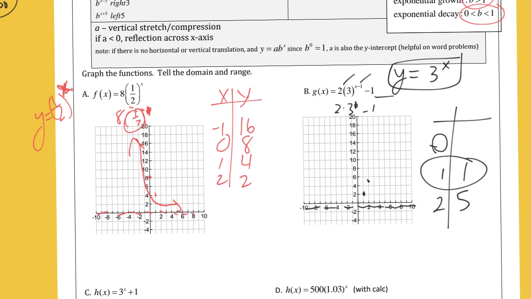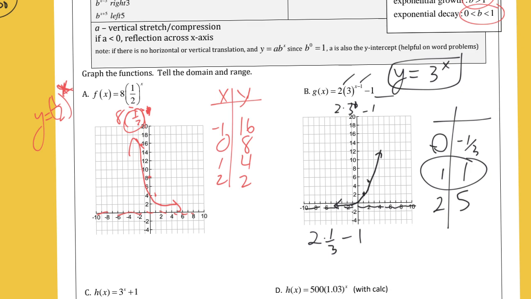If you do 0, 2 times 3 to the negative first, so that'd be 2 times 1/3, so that'd be 2/3 and then minus 1. 2/3 minus 1 is negative 1/3, and you get right here. And so you can kind of start to see this is what your graph will look like. It's going toward the asymptote, which is going to be y equals -1. And you could do the domain and range, etc., as appropriate.